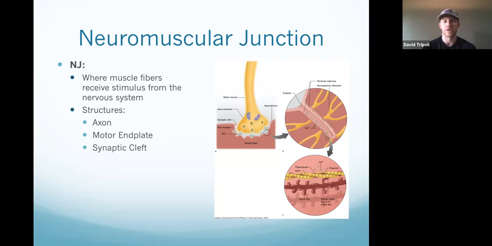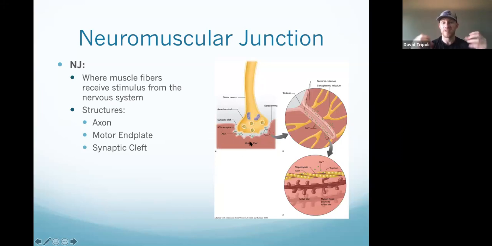At the junction, we'll call this NJ, you have the nerve ending that comes all the way up to that individual muscle fiber. So that's this first picture right here. This is where it's going to receive its stimulus. So you have the axon, which is the ending. The axon terminal is this area right here. Then you have your motor end plate, and then you have your synaptic cleft. The cleft is just the opening that's going through right here. And then the pink or reddish area, that's your muscle fiber.